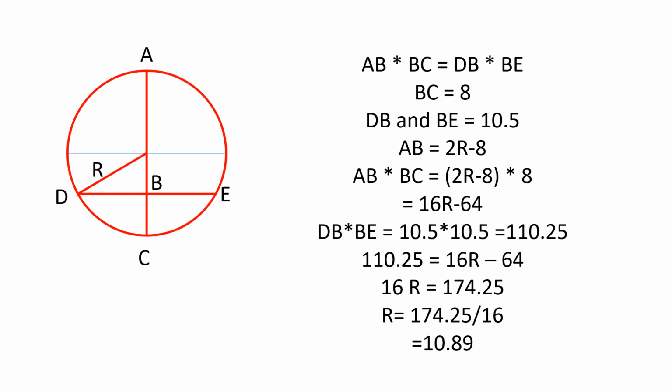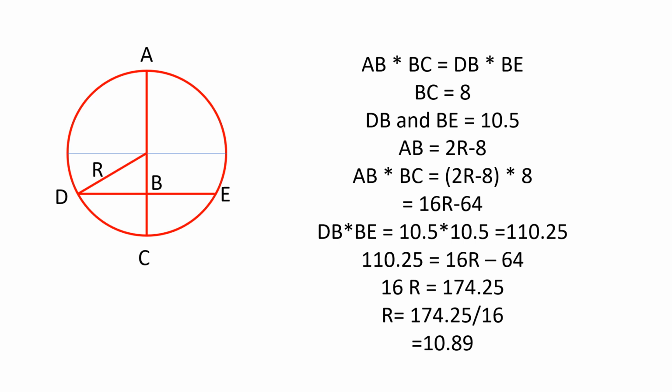And AB multiplied by BC. This is equal to 2R minus 8 multiplied by 8, or 16R minus 64. So 110.25 is equal to 16R minus 64, or 16R is equal to 174.25. Or R is equal to 174.25 divided by 16, which is equal to 10.89.